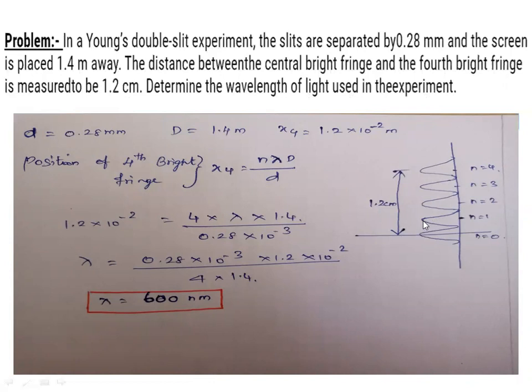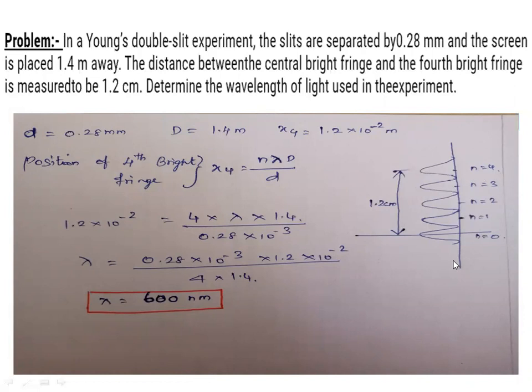Here the intensity amplitude is maximum, so here the second bright band is created. Here the intensity is maximum, so this is the central bright band, this is the first bright band, this is the second bright band, and here the intensity is maximum for the third and here for the fourth bright band. So from here, what is the distance to the center bright band? It is 1.2 centimeter. Okay, so this is what is given in the numerical.